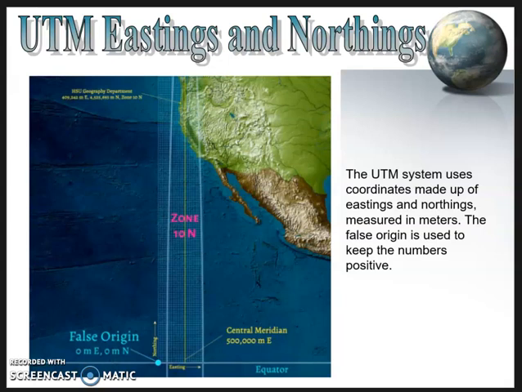Eastings can be pretty confusing. The question of where the origin is commonly comes up, but the answer always is the same. It does not matter. The origin of every zone in the northern hemisphere is west of the zone and at the equator. Every zone centers on 500,000 meters east. The coordinates everywhere else in the zone are relative to that origin.